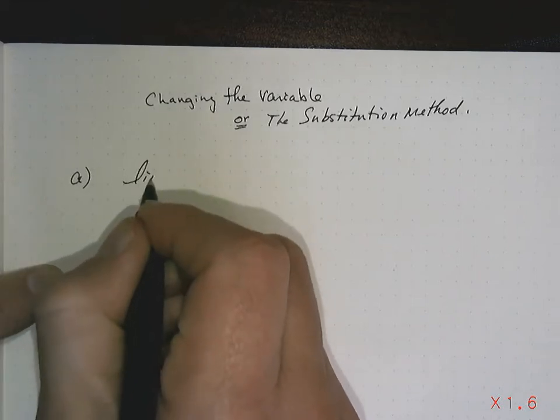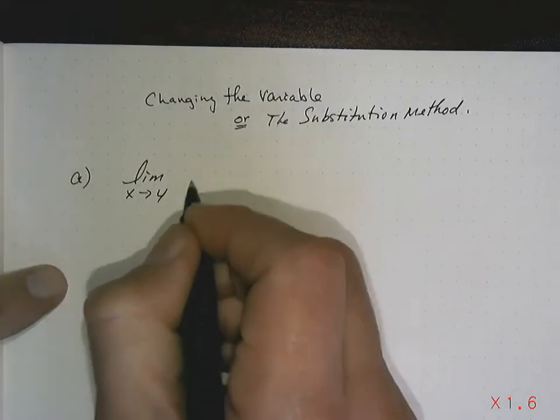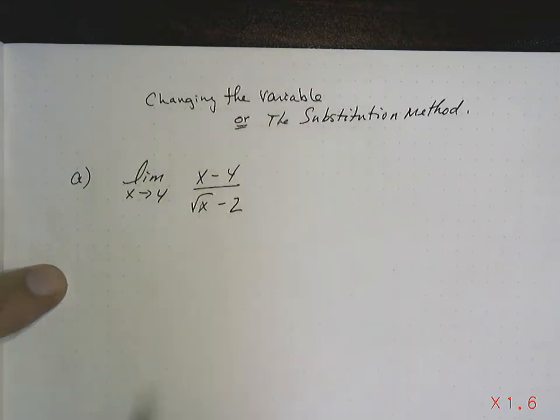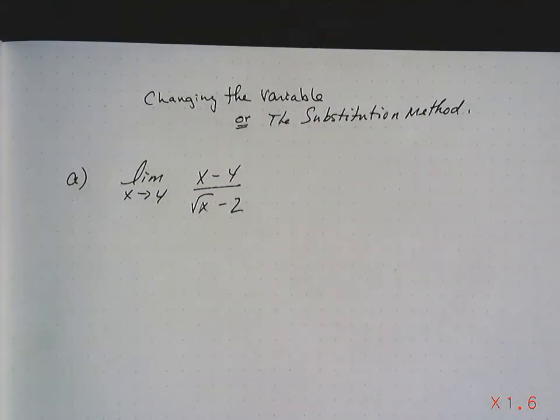Limit as x approaches 4 of x minus 4 over root x minus 2. Now, before we get all up in arms, I could do this question simply by doing a difference of squares on the top and factoring it out. I could be done in 2 seconds. Do you agree? Yeah, I'm getting some nods. I could also do it by rationalizing the denominator.